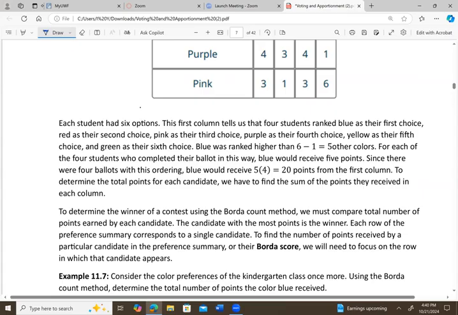To determine the winner of a contest using the Borda count method, we must compare the total number of points earned by each candidate. The candidate with the most points is the winner. Each row of the preference summary corresponds to a single candidate. To find the number of points received by a particular candidate, or their Borda score, we will need to focus on the row in which that candidate appears.